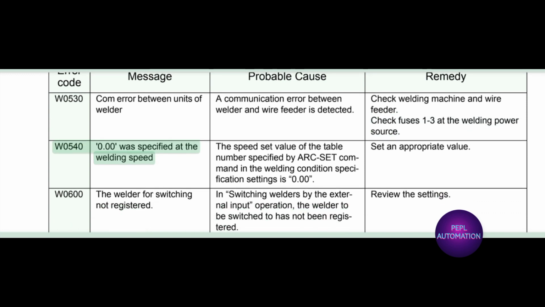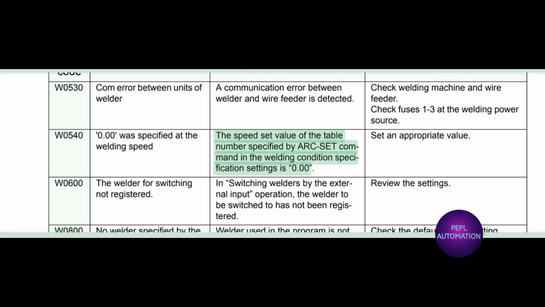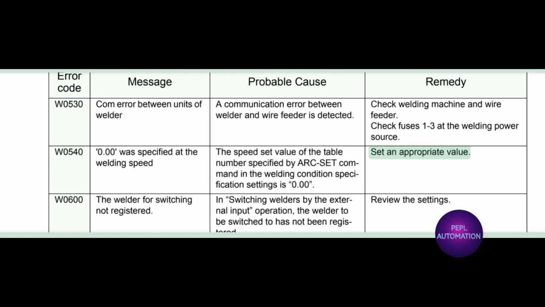W0540 0.00 was specified at the welding speed. The speed set value of the table number specified by arc set command in the welding condition specification settings is 0.00. Set an appropriate value.